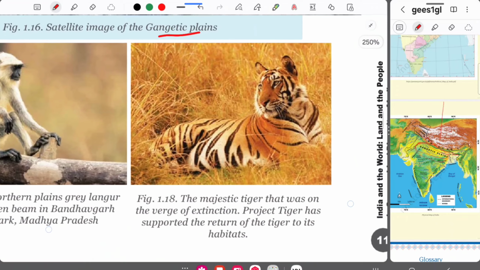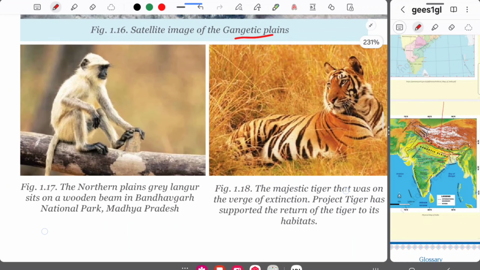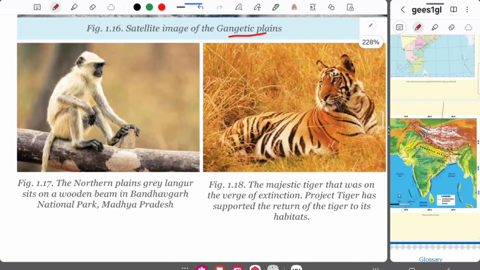So now there are more images. Let us see two more images from these northern places. The northern plain, that is the grey langur. We used to say langur, isn't it? Hindi word. It sits on a wooden beam in Bandhavgarh National Park, Madhya Pradesh. And this is an image taken of this majestic tiger that was on the verge of extinction.